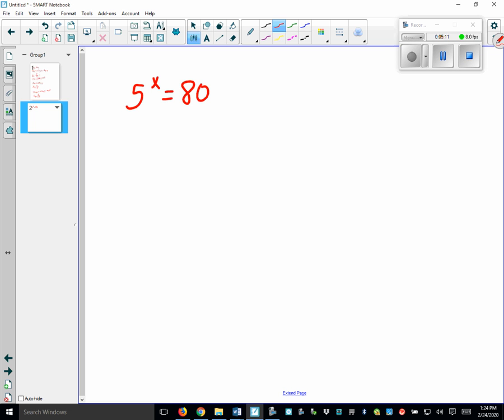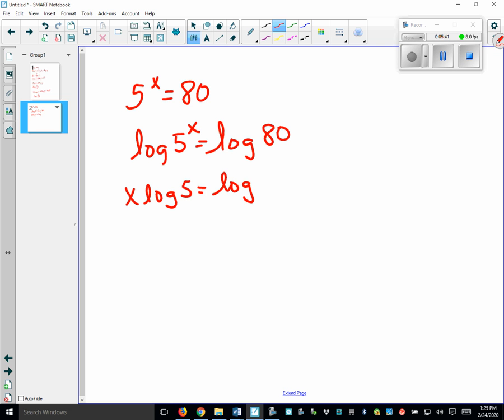Log both sides. When I have a letter as an exponent, to solve it, don't I log both sides? So log of 5 to the x equals log 80. Now what? Move the x out front. x log 5 equals log 80. Divide them up. So what does x equal?